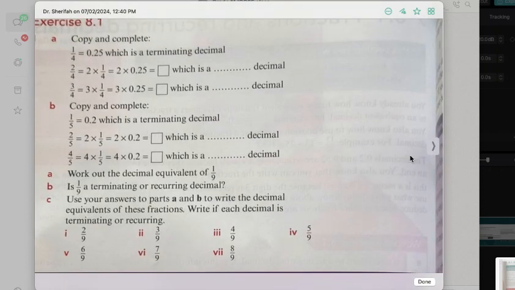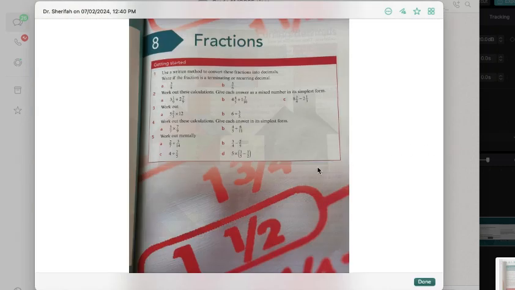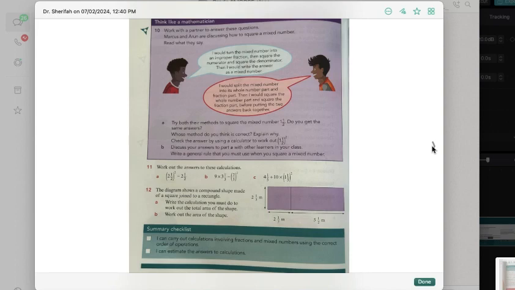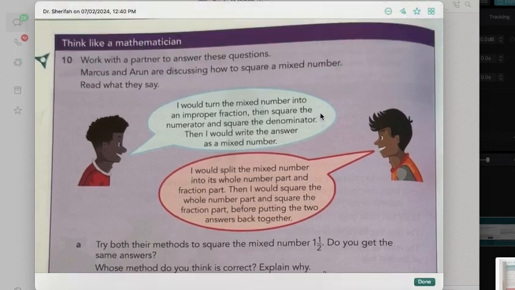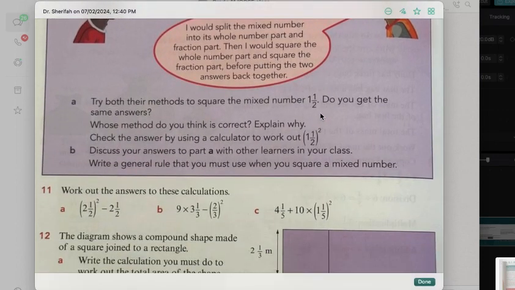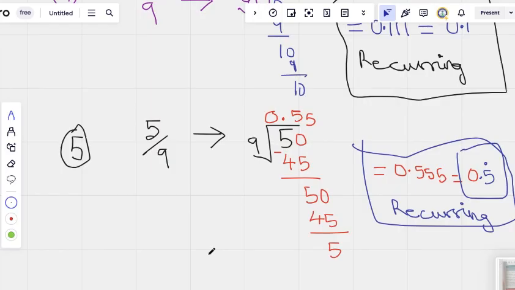Now let's move to another problem. What they want us to do here, let's see. Work out the answers to this calculation. This is like the operations of fractions. Here I'm going to digress a little bit before we apply it, and talk about the fraction itself.